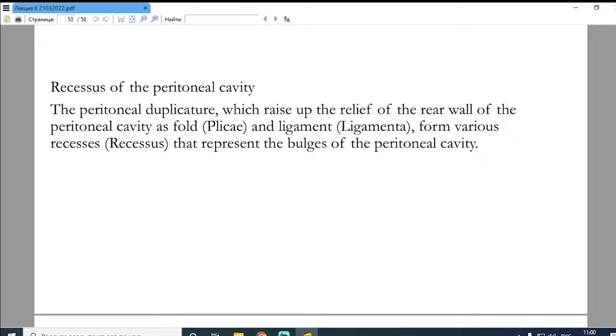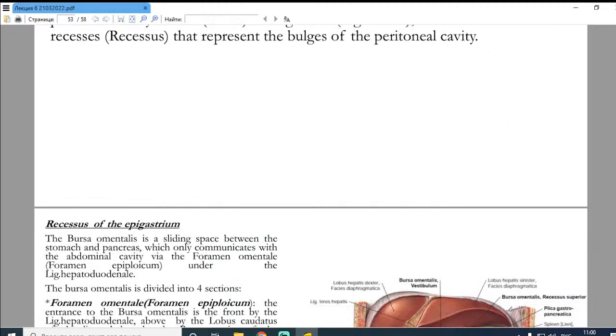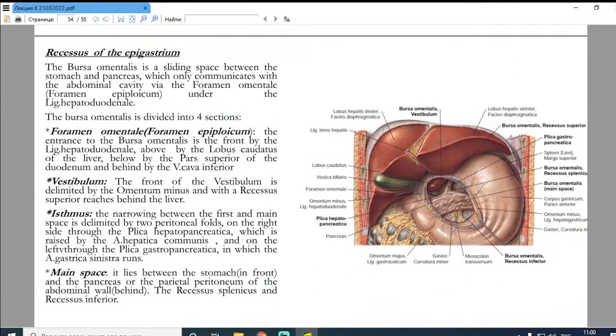Recessus of the peritoneal cavity. The peritoneal duplicatures, which raise the relief of the rear wall of the peritoneal cavity as folds, plicae, and ligaments, form various recessus and represent the bulges of the peritoneal cavity. This is plica, ligamenta, recessus, bulges. Recessus of the epigastrium.